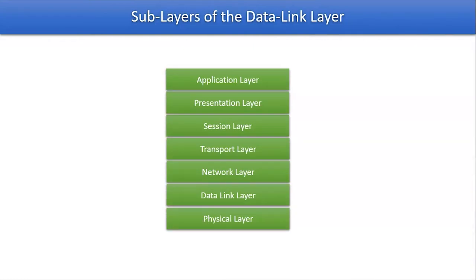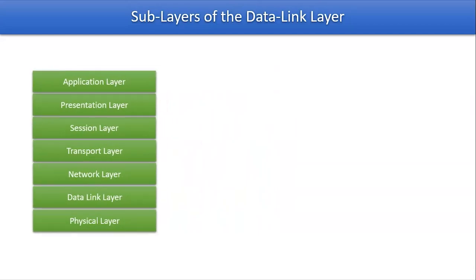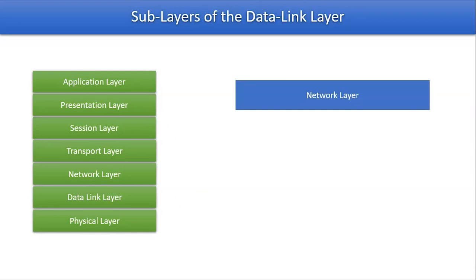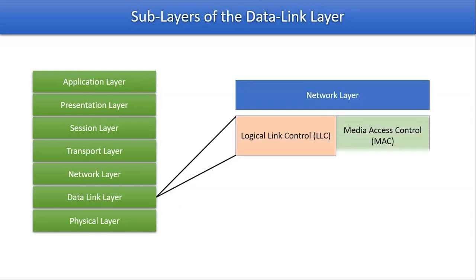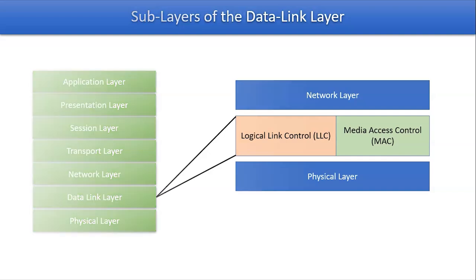In the OSI model, the data link layer can be divided into two sub-layers, which are logical link control. This is the upper sub-layer of the data link layer. The second one is the media access control, or MAC, which is the lower sub-layer of the data link layer. But before we begin with the details regarding the two sub-layers, let's take up a quick quiz to consolidate what we have learned so far.